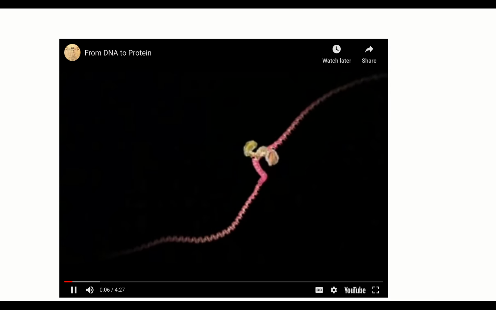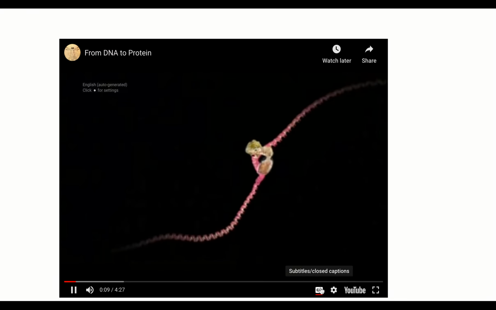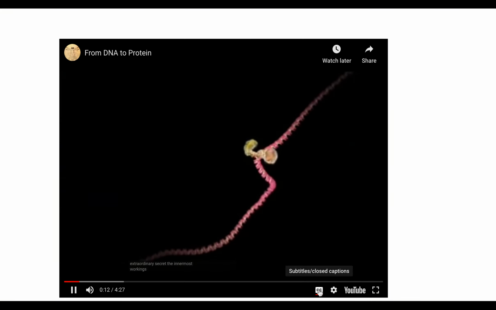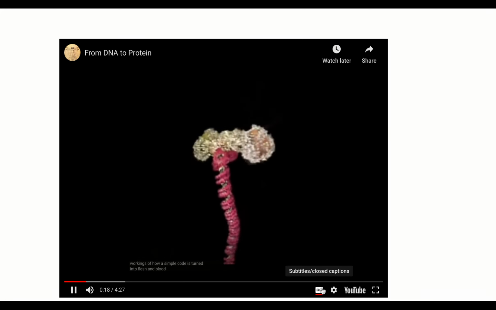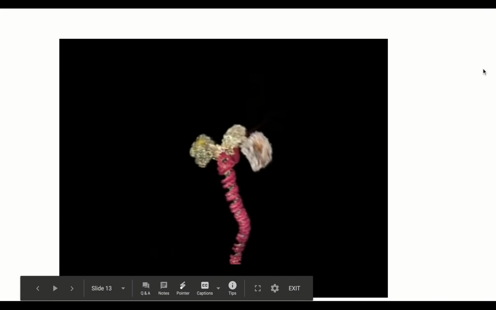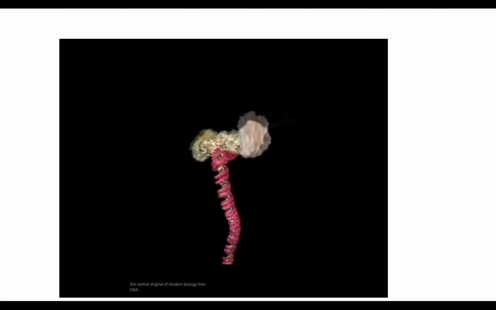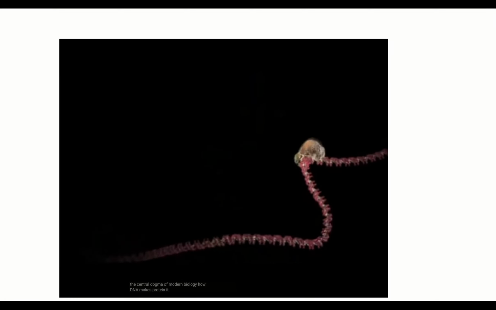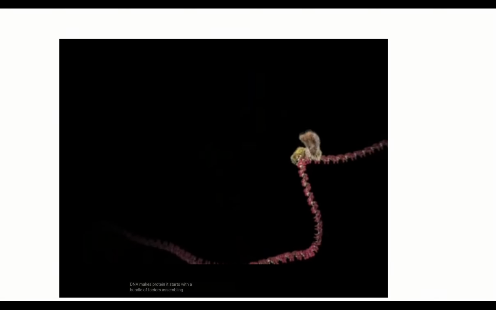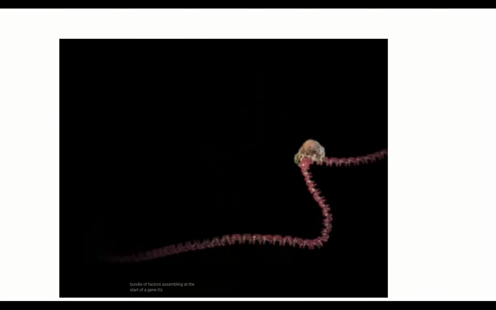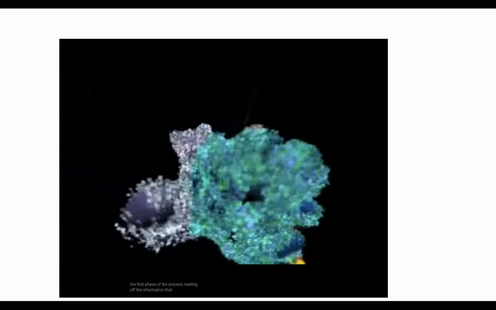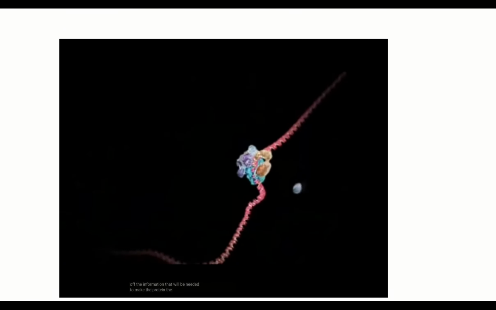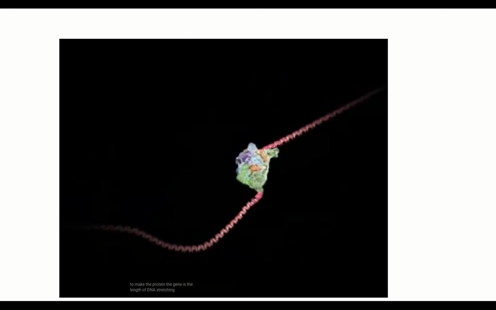What you are about to see is DNA's most extraordinary secret: the innermost workings of how a simple code is turned into flesh and blood. This is what Francis Crick called the central dogma of modern biology: how DNA makes protein. It starts with a bundle of factors assembling at the start of a gene. It's these that trigger the first phase of the process, reading off the information that will be needed to make the protein. The gene is the length of DNA stretching away to the left.